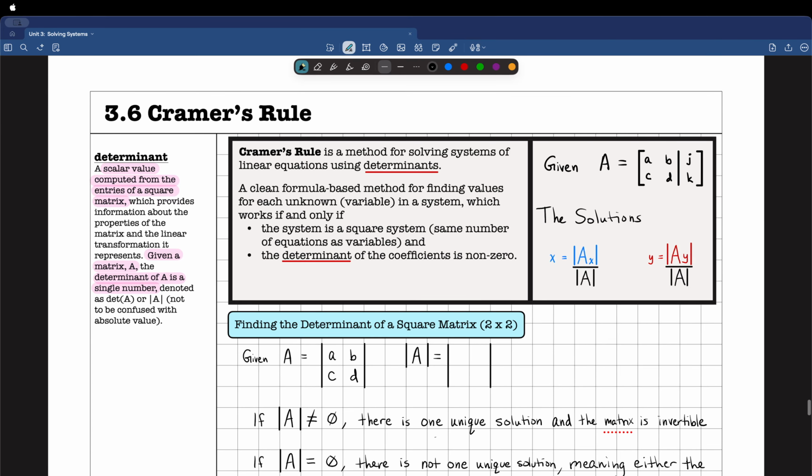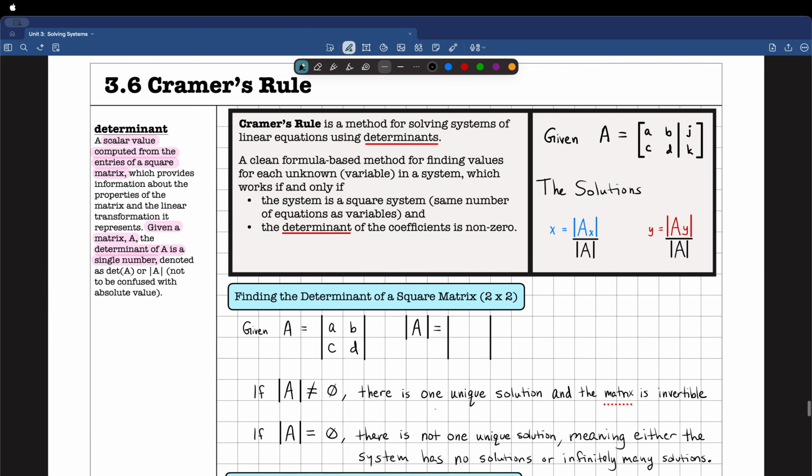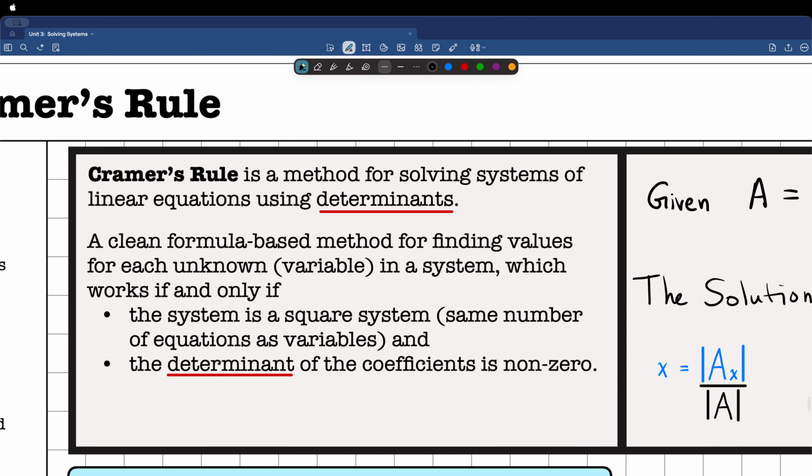Okay, welcome. This is your notes for 3.6 Cramer's rule. The first part of these notes is going to be going over what is Cramer's rule as well as how to calculate the determinant. So first off, Cramer's rule is a method for solving systems of linear equations where we use determinants.